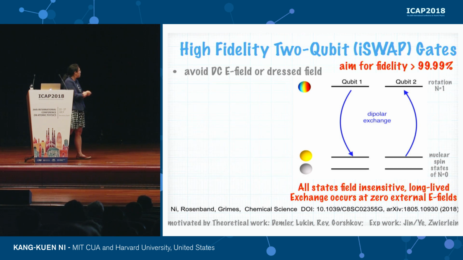And all the states that we've chosen here are field insensitive. It turns out these molecules are closed shell, the electrons are completely paired, so there is no total electron spin in the molecule, so all these states are nucleus spin states. Therefore, they're long-lived, and again, this exchange interaction happens at zero electric field.